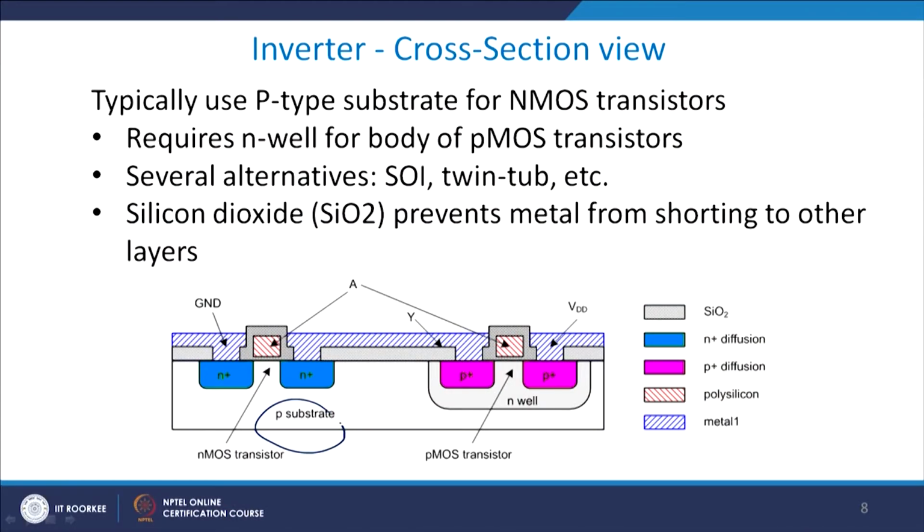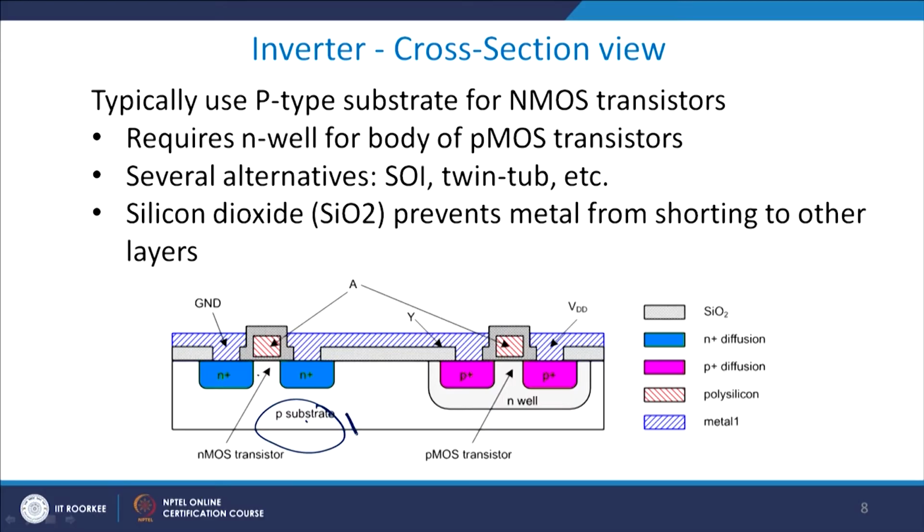Let me see the inverter cross section view. As you can see, this is basically a twin tub process, and in the twin tub process I have a p type substrate. This will act as the substrate for NMOS. However, you need to grow an N well within the p substrate, so that for a PMOS transistor a p type region can be formed here, right.